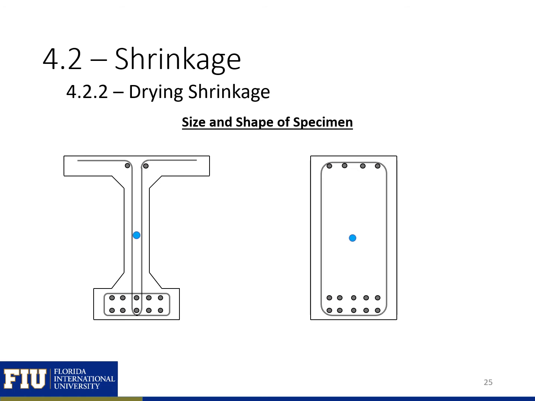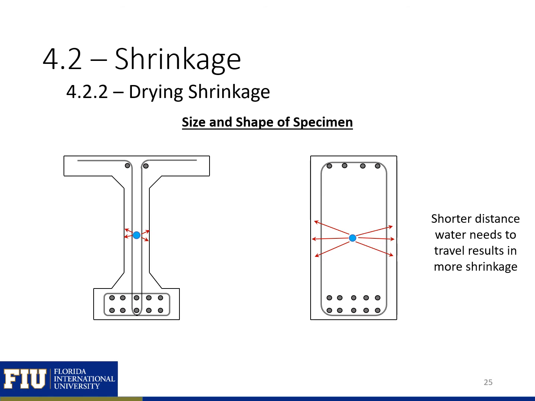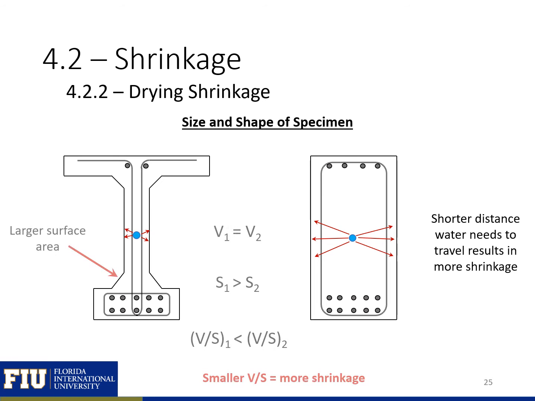Here we can see a bulb T-beam next to a rectangular beam, and we need to look and see how far the water needs to go to leave the beams. We typically represent the distance required to travel to leave the beam in terms of a volume to surface area ratio. So if we have an equal volume, V1 equal to V2, but our surface area in the left beam is higher, so our S1 is greater than S2, this would mean that our V over S1 would be less than our V over S2. So we can see that a smaller volume to surface area ratio will result in more shrinkage.